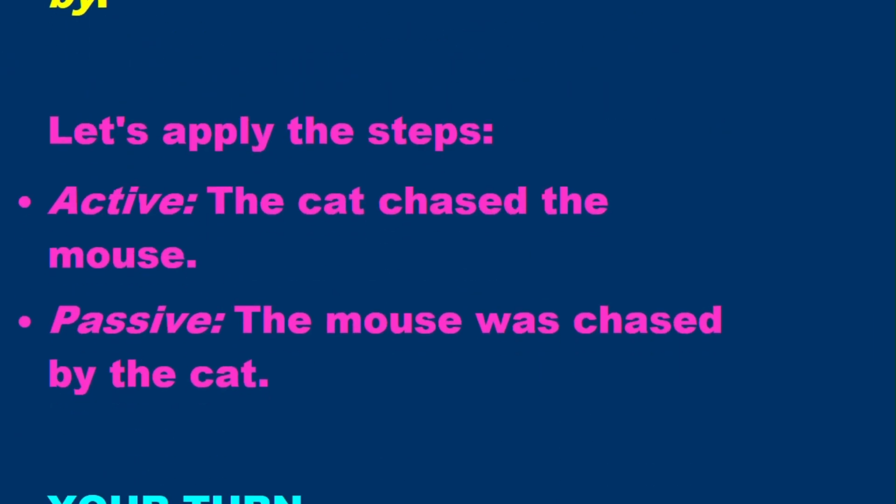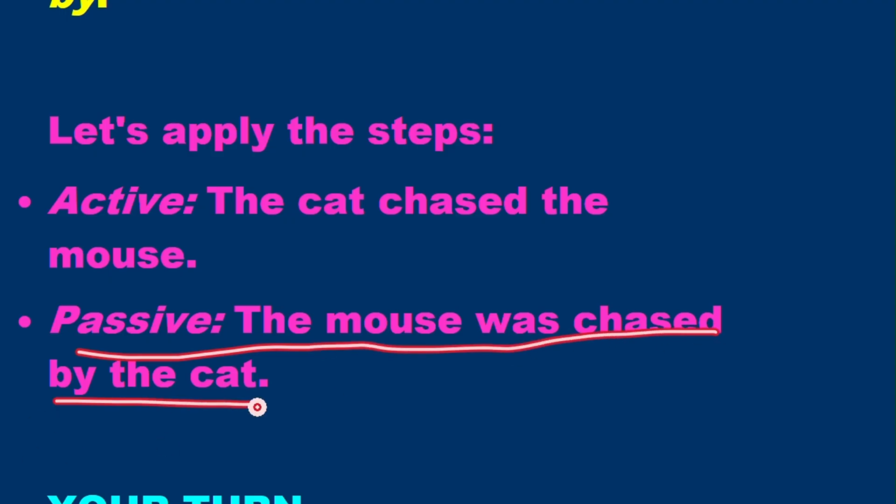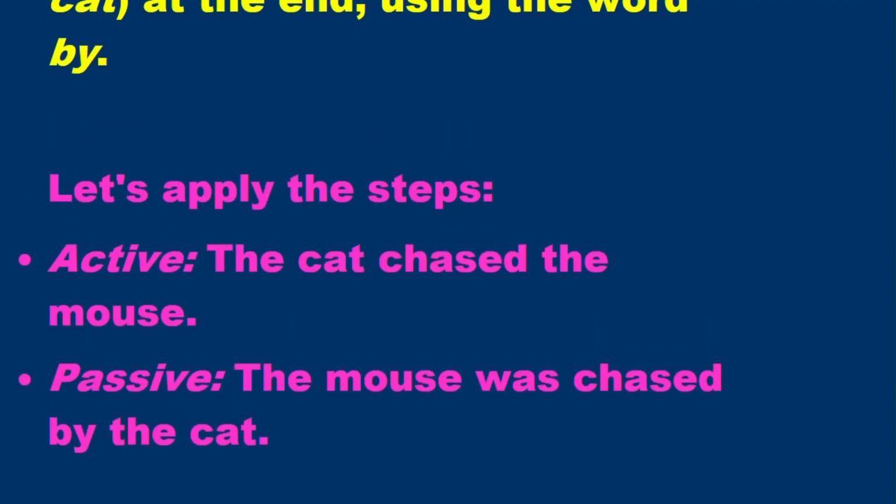Let's apply the steps. Active: the cat chased the mouse. Passive: the mouse was chased by the cat. This is the entire secret. The position of the actor and the receiver shifts, and the verb always takes its V3 form. See how simple that is. Once you know the formula, changing the voice takes seconds.